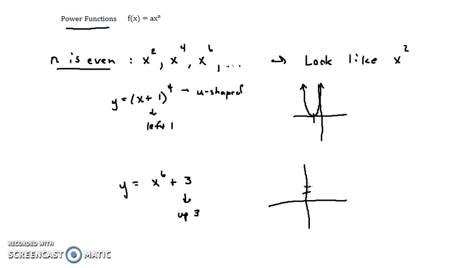So we go 1, 2, 3. We're going to be U-shaped. We're going to be pretty flat through the middle here because it's to the sixth. So we just draw it a little bit flatter and steeper. Okay, and that's what we look like. So now we know how to draw some polynomials because we know what x squared looks like. Okay, so let's look at the other case where n is odd.